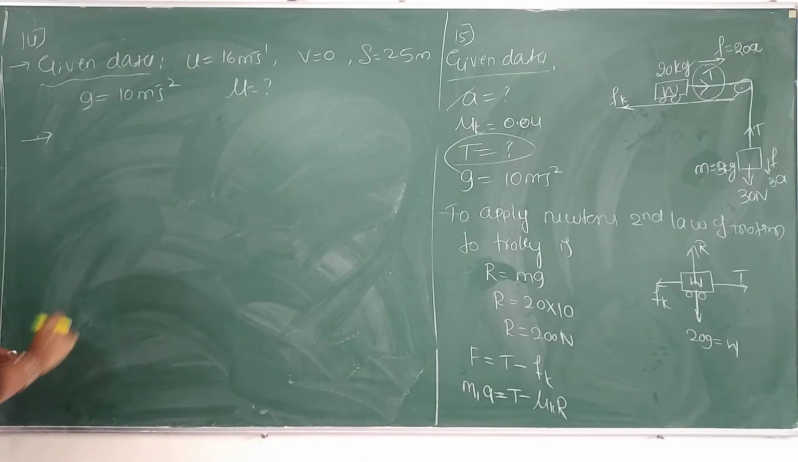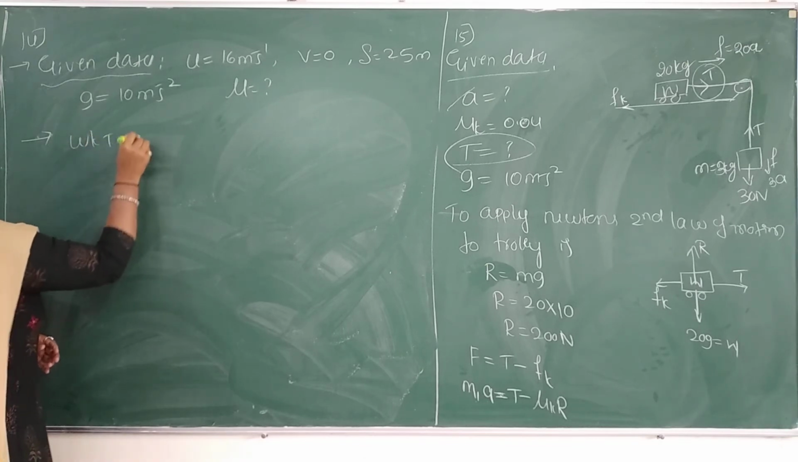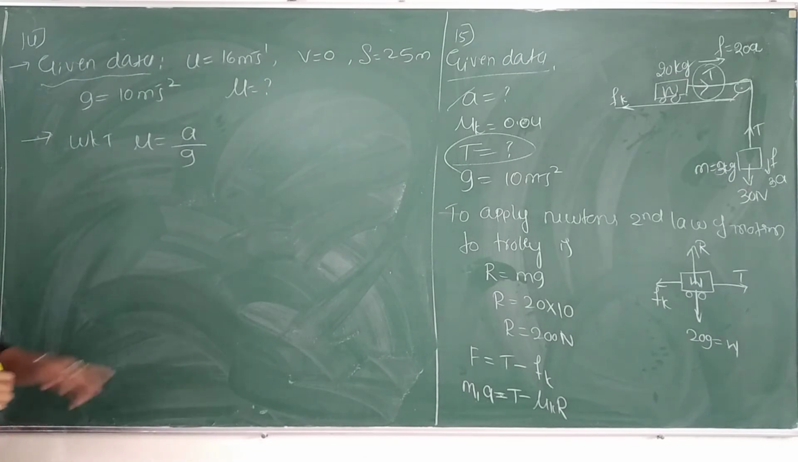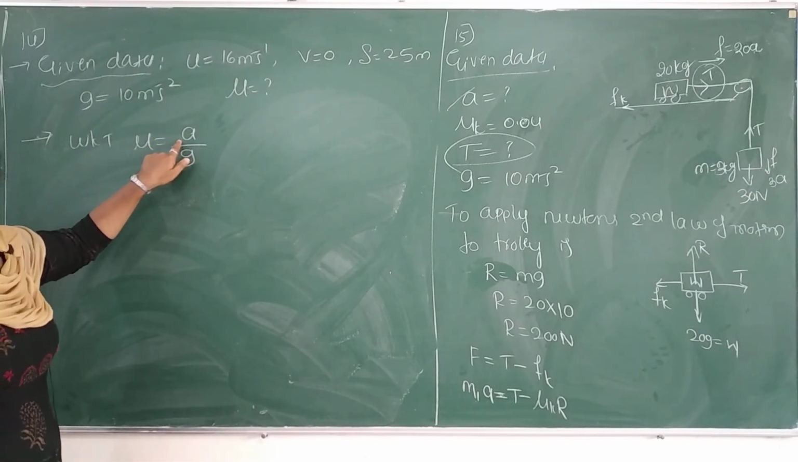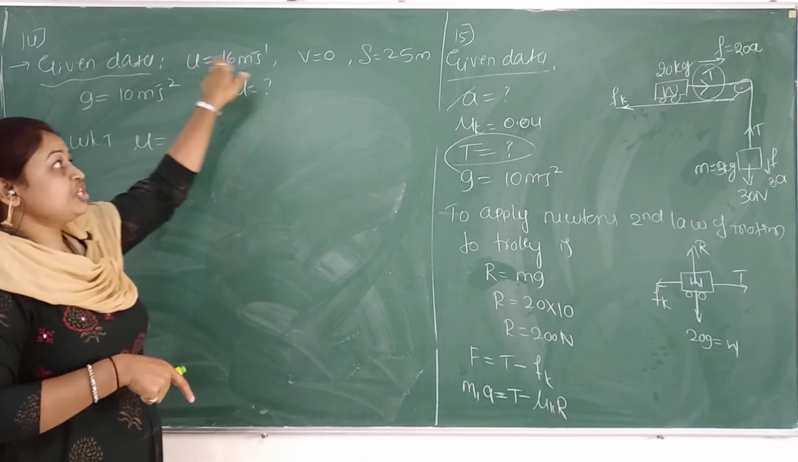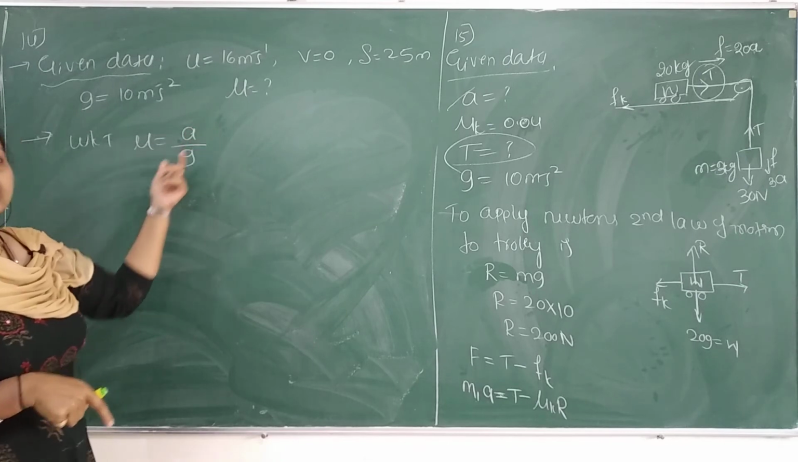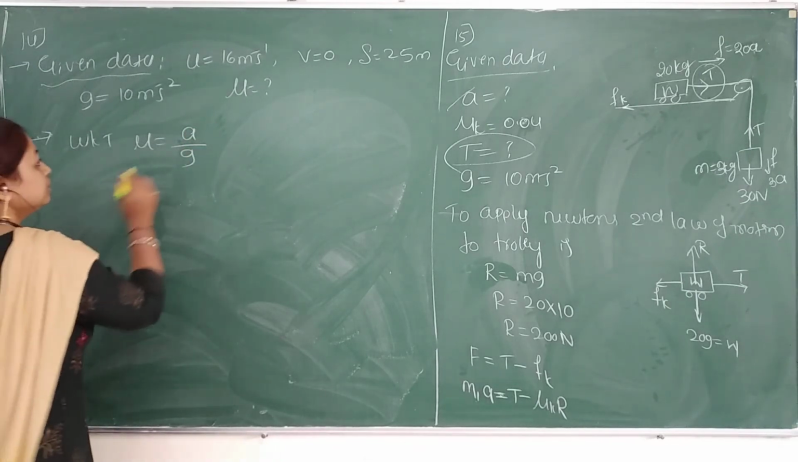Very good, A by G. Already you have the formula. We know that mu is equal to A divided by G. Here G is already given, but A is not given. To calculate A, the initial and final velocity are given. Calculate the acceleration first, then substitute in this formula. You will get the answer mu.